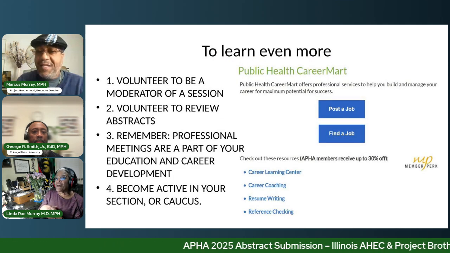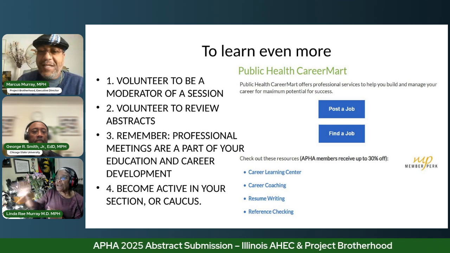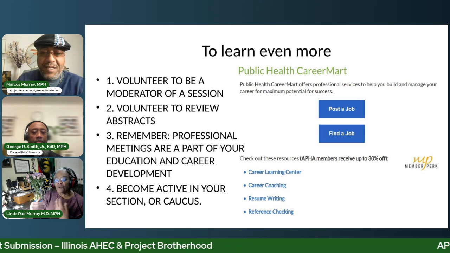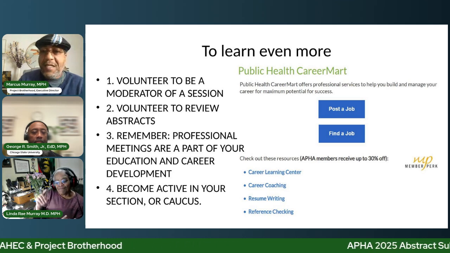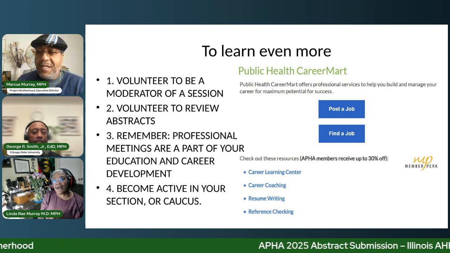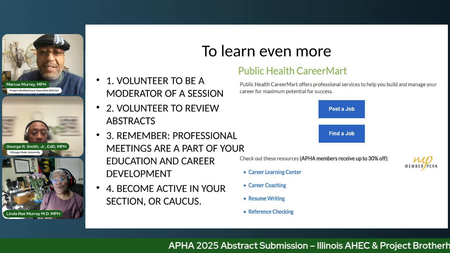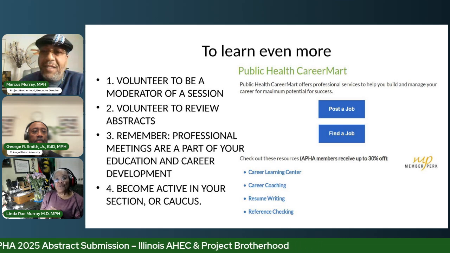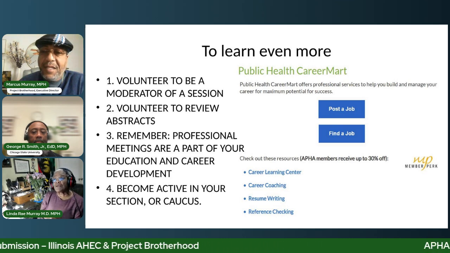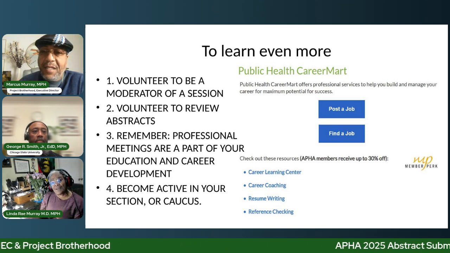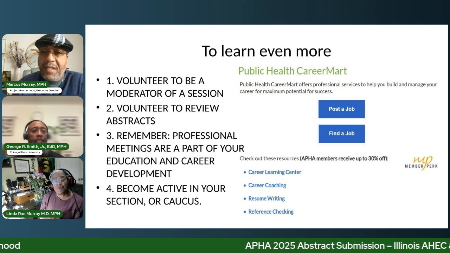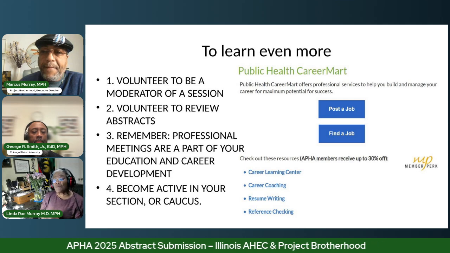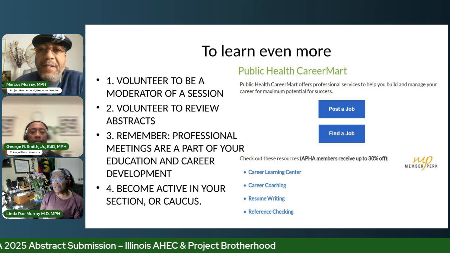And this is the last slide coming up here. The next slide is the last slide. So remember, look into the career mart, and if something happens, either you're not ready to submit an abstract or you submitted an abstract and didn't get accepted, volunteer in your section or caucus to moderate a session. Volunteer to review abstracts. That's an excellent way to improve your abstract writing skill. And remember, this is an investment. It's just as important as your investment in your degree, because having just the letters after your name without experience and connections isn't going to get you anywhere.